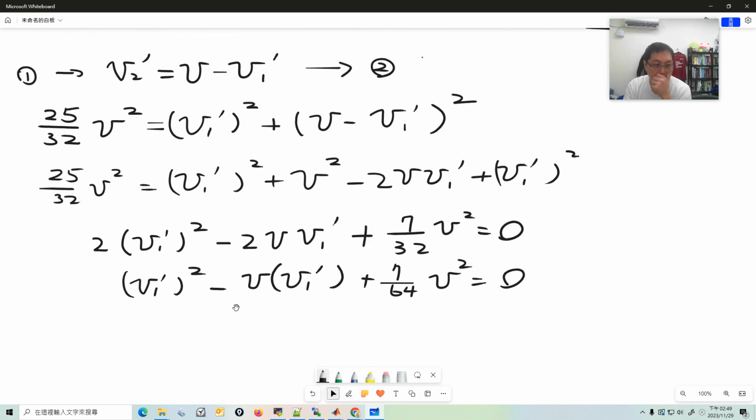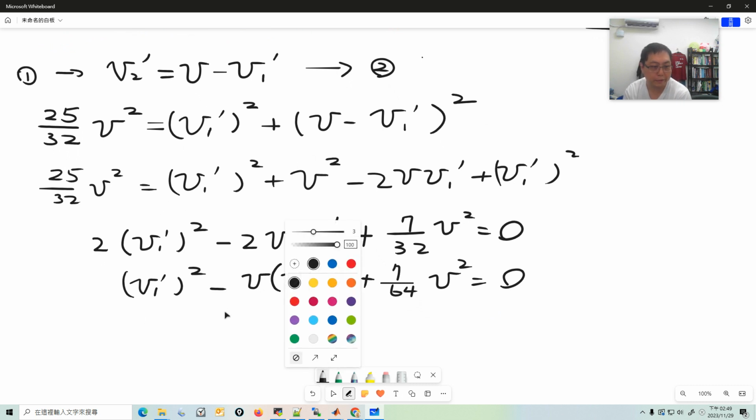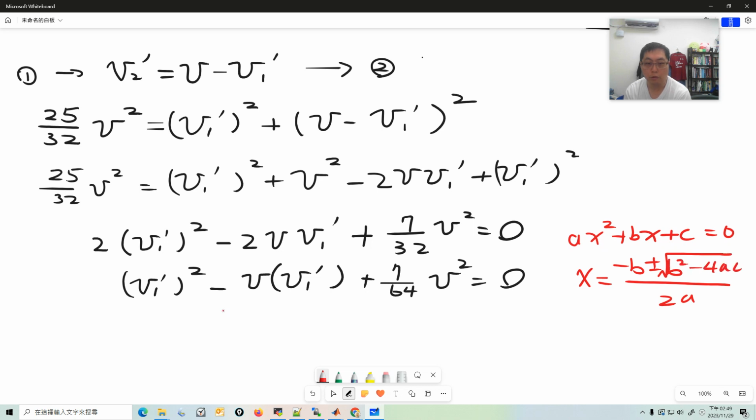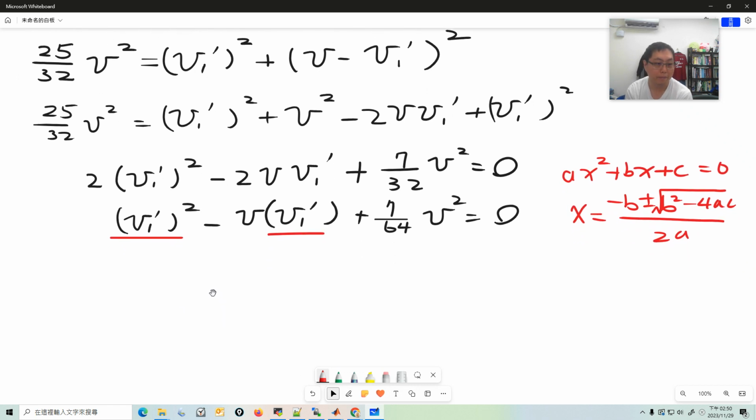We get a quadratic equation. How do we solve a quadratic equation? I hope everyone learned this before. Right now our x is just v1 prime. So how do we solve for v1 prime?